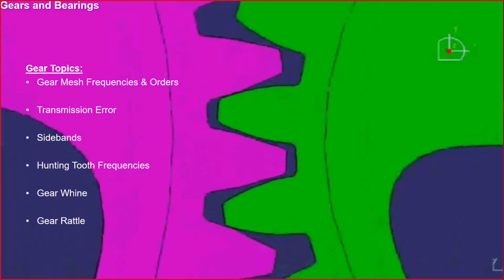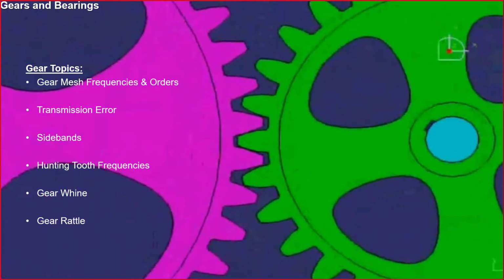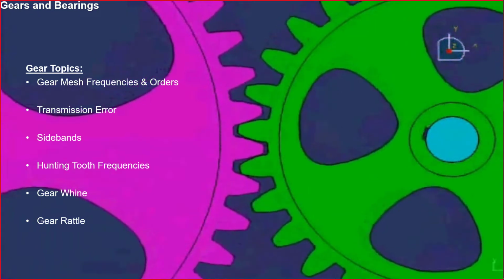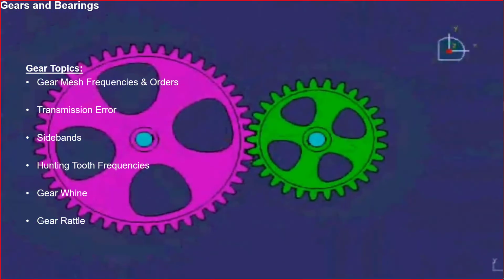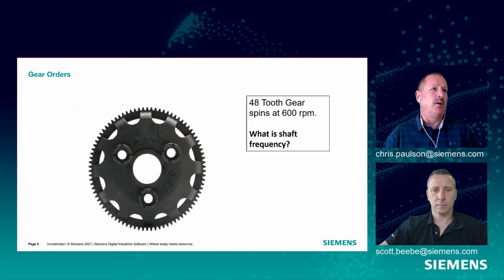We're going to talk about gear mesh frequencies and orders, transmission error, sidebands, hunting tooth frequencies, and gear whine and rattle. You want to go ahead and take it away, Scott? Sure. Yeah, we'll switch to my screen.